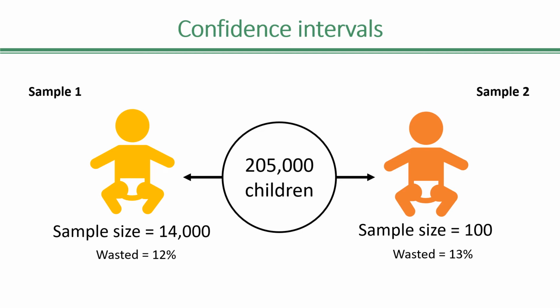From sample 1, Maria can say that she has 95% confidence that the true proportion of wasted children is between 11.5 and 12.6% in Cox's Bazar. From sample 2, Maria can say that she is 95% confident that the true proportion of wasted children is between 7.1 and 21.2% in Cox's Bazar. It is clear that sample 1 gives us a more precise picture of the prevalence of wasting in Cox's Bazar compared to sample 2.